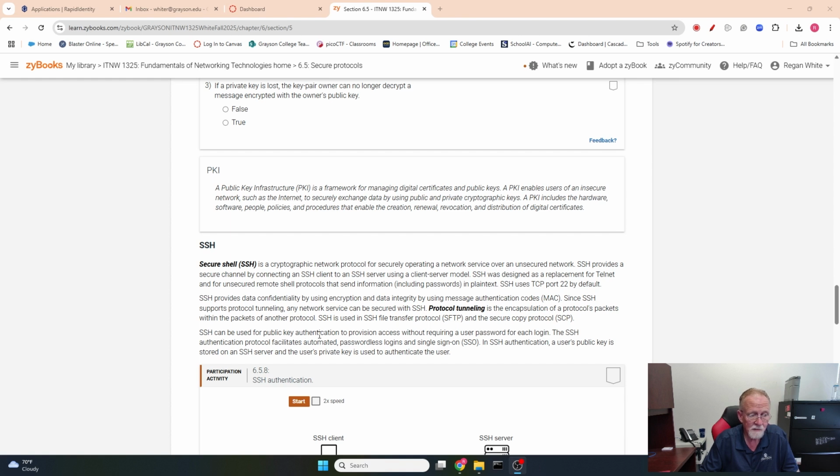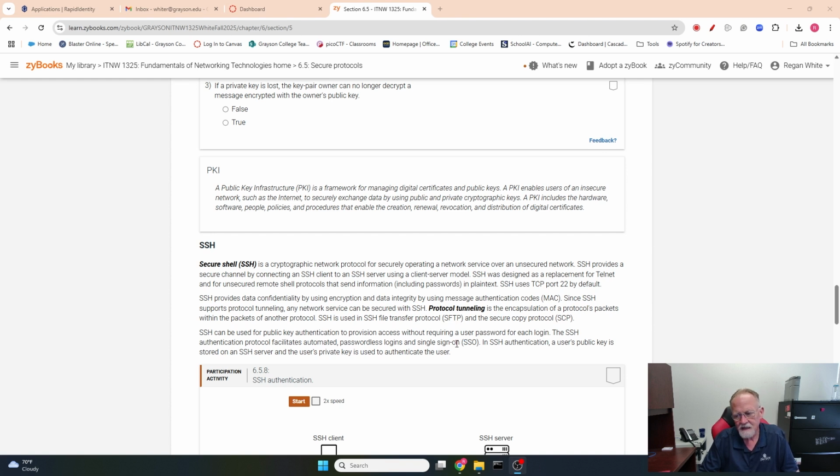SSH can be used for public key authentication to provision access without requiring a password for each login. The authentication protocol facilitates automated passwordless logins and single sign-on. If you're familiar with single sign-on, basically you sign into a web portal somewhere, and then once you have that sign-in done, then you can access all of the things that network has available to it without having to sign into each separate application individually.